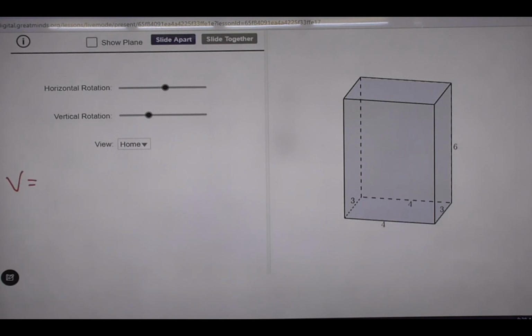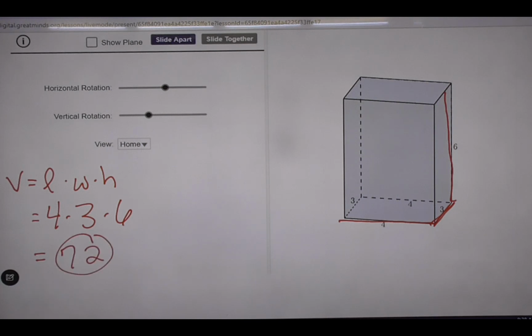So the volume is equal to length times width times height. If we look on the length, we've got a length right here of 4. We've got a width right here of 3. And then how tall this thing is, our height, and that is 6. So 4 times 3 is 12, and 12 times 6 is 72. 72. Now that's the primary school way to find it.